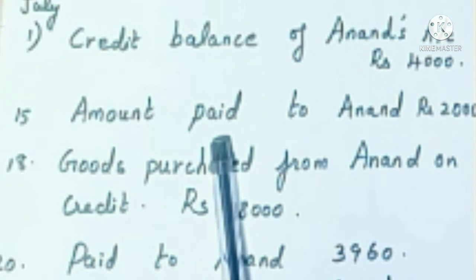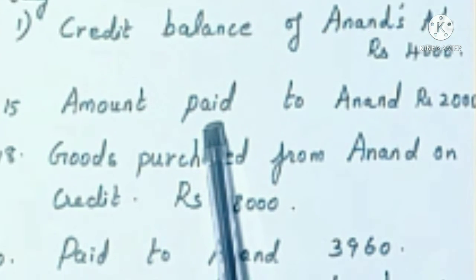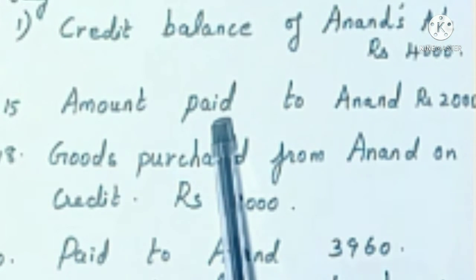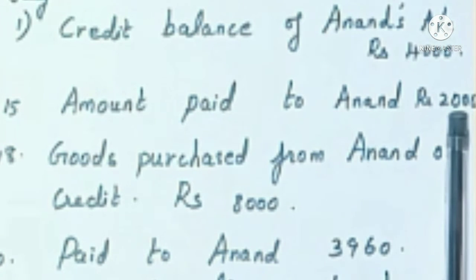So we already know that the entry is Anand's account debtor to cash account. So here Anand's account is debited. So we have to write it on the debit side to cash account rupees 2,000.